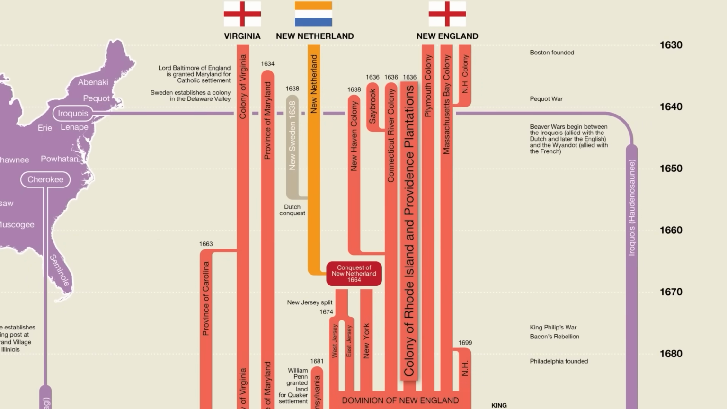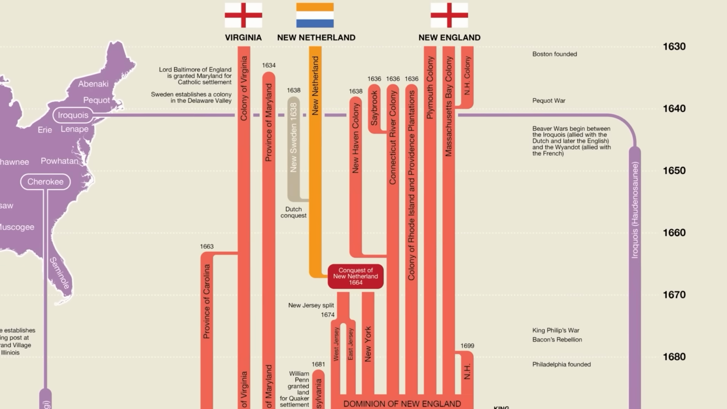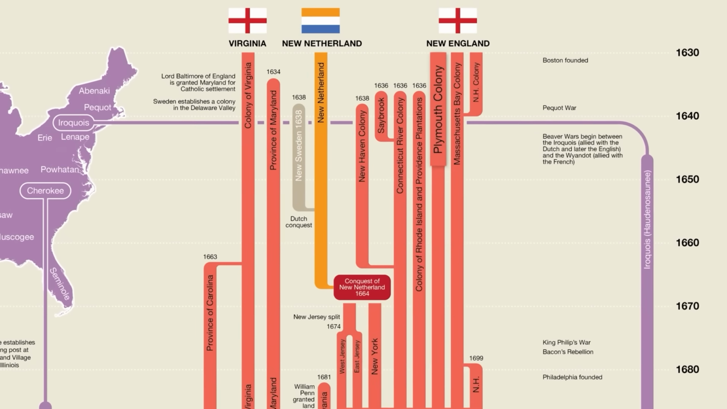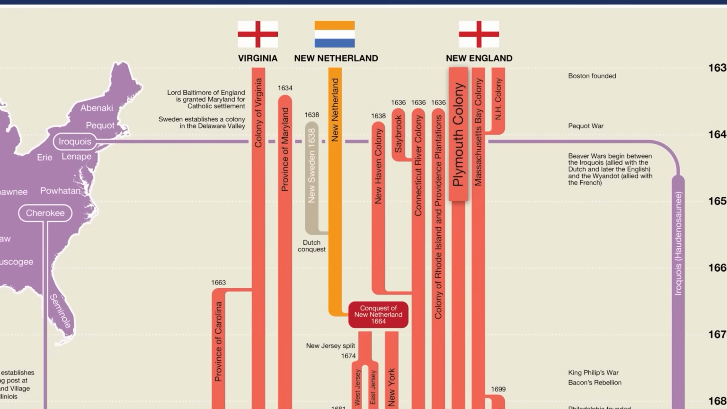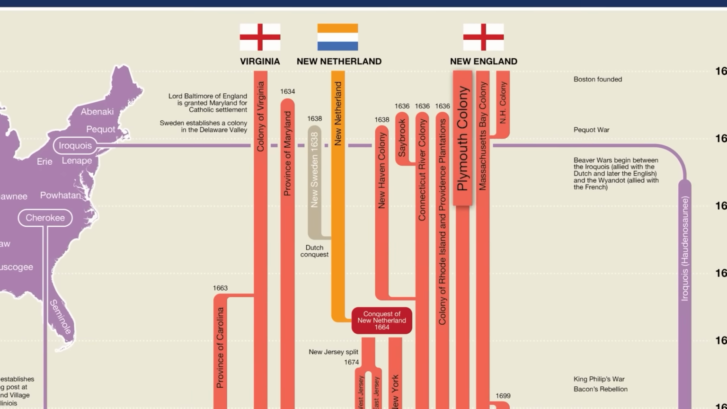Also, take note that for most of the 1600s, Plymouth was actually a separate colony from Massachusetts, although eventually the two would merge. New Hampshire also joined Massachusetts for a while, but then eventually became independent again.